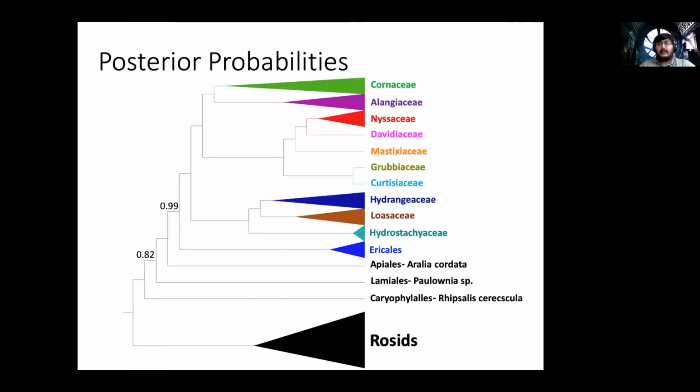Since it's difficult to look at a tree with 150-plus tips, I condensed the trees to just focus on the familial relationships in the Cornales. Tips with triangles represent a condensed node, and on this tree, branches without a value have a posterior probability of 1. So that just leaves these two branches here with lower support. So you can be pretty confident in this tree topology.